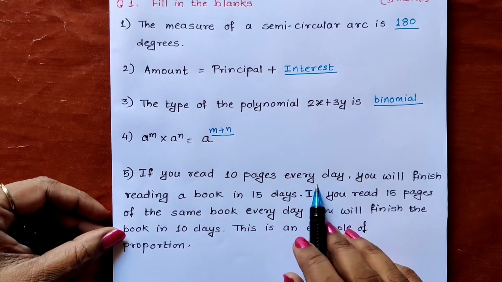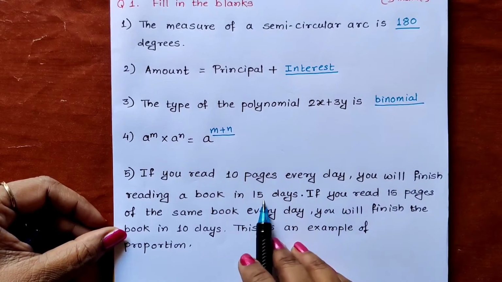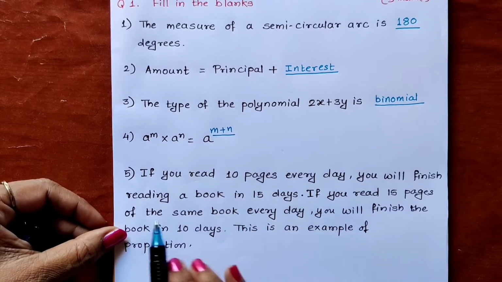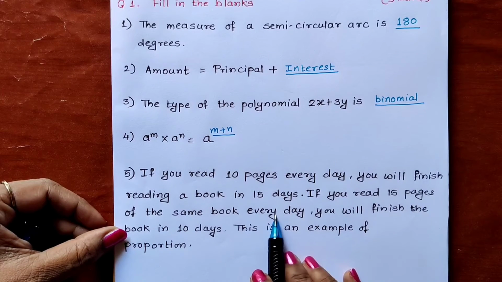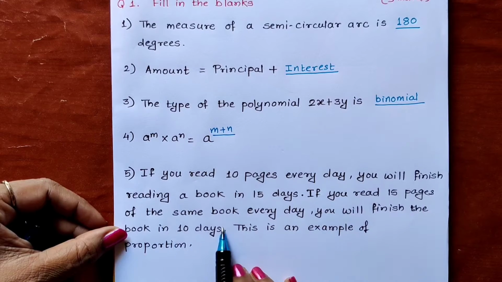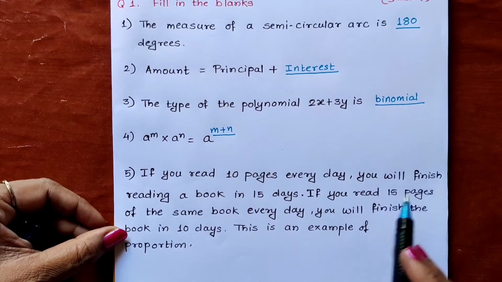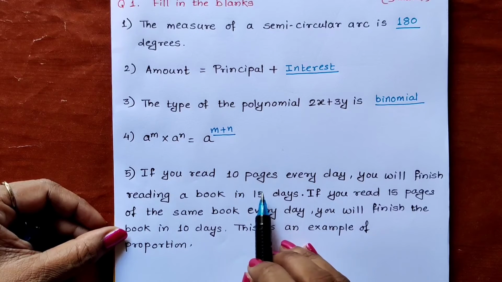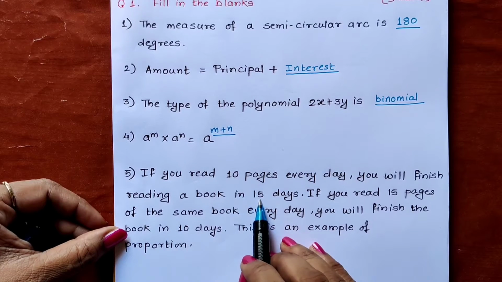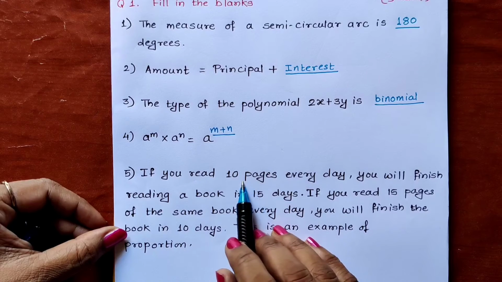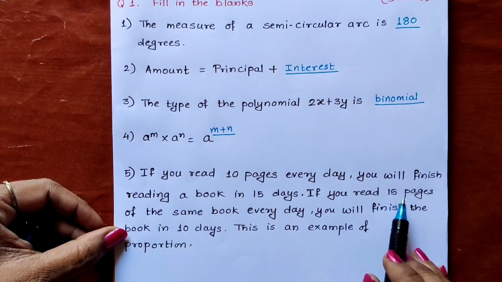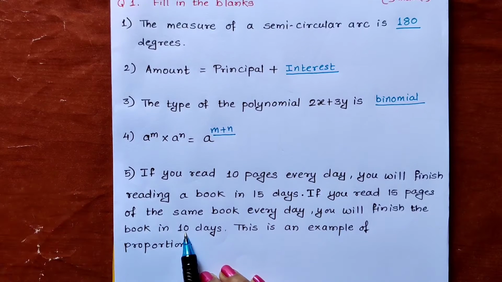If you read 10 pages every day, you will finish reading the book in 15 days. 10 pages in 15 days. If you read 15 pages of the same book every day, you will finish the book in 10 days. Okay. Now 15 pages, 10 days. Pages were 10 previously. It takes 15 days to complete the reading at 10 pages. Now the pages have become 15. It takes 10 days to complete the book.